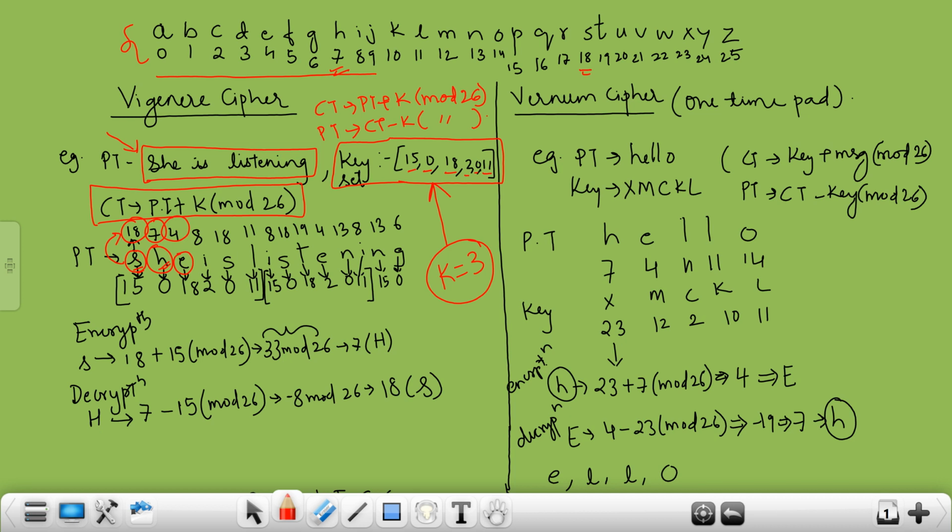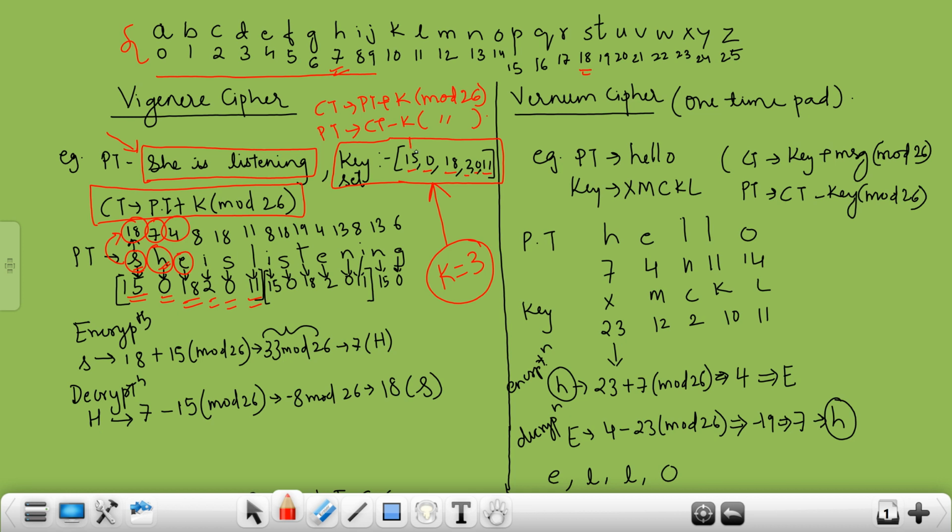What I mean by this is, for S my key will be 15. For H my key will be 0. For E my key will be 18. For I my key will be 2. For S my key will be 0. For L my key will be 11. So now I have finished with my set of keys.